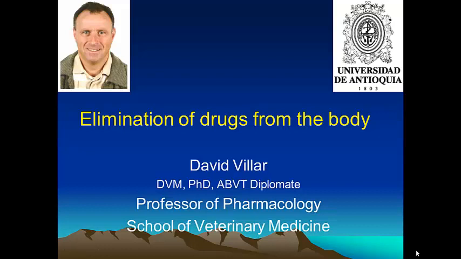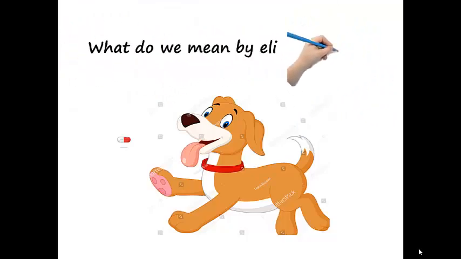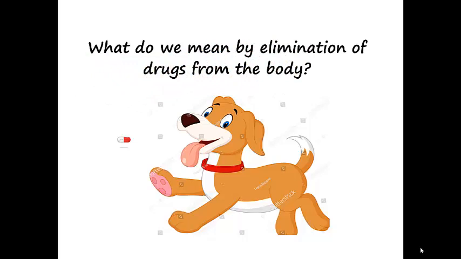Welcome to this other video that will review one of the steps of pharmacokinetics, which is the elimination of drugs from the body. So what do we mean by elimination of drugs from the body? Well, as the name implies, the body is always acting to eliminate foreign substances when they enter. So if we were to give this dog a pill containing a drug, it will do whatever action it's supposed to do as long as it's present at therapeutic levels.